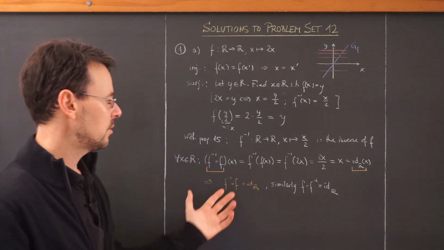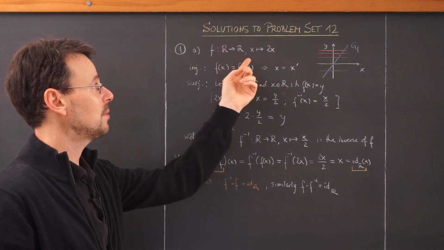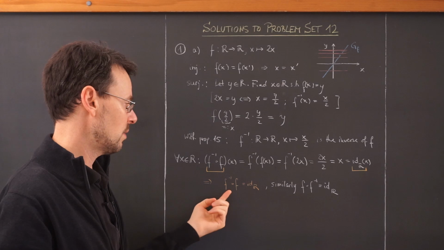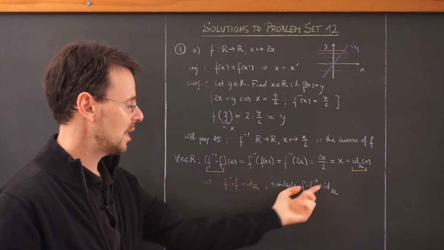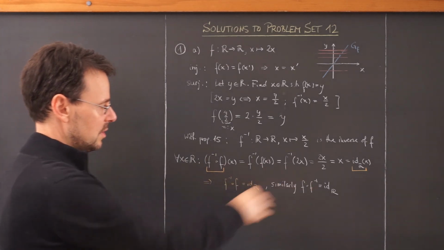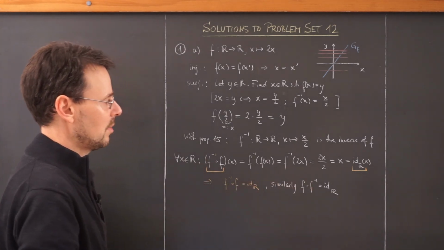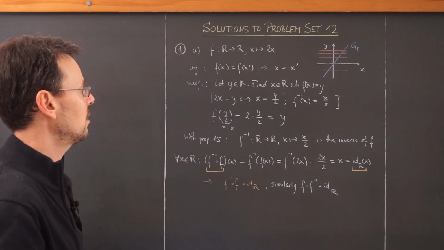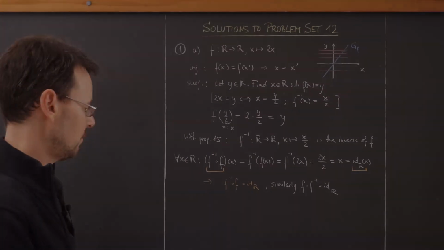Or abstractly, you could argue that the bijective maps from R to R are a group under composition, and there we already know that a left inverse is automatically a right inverse. But I think it's okay to just say, well, it's almost the same. So this shows more elegantly that f is both injective and surjective.